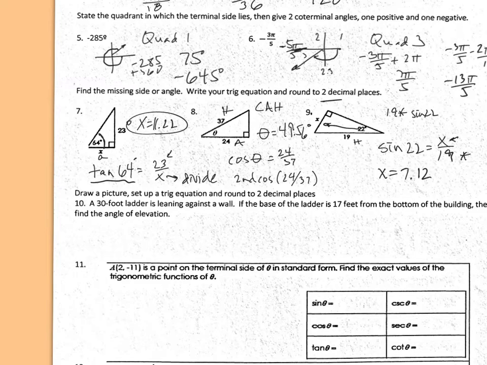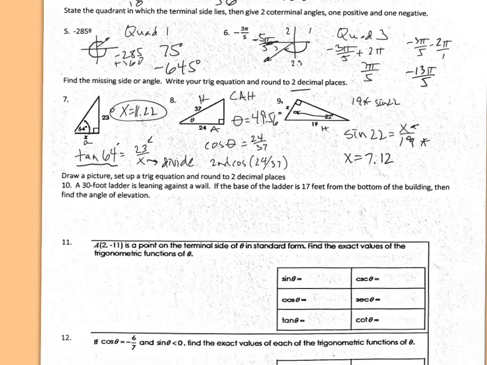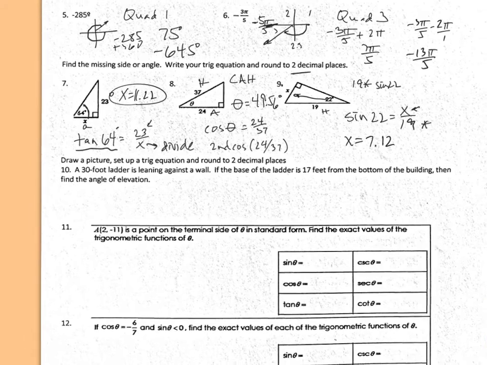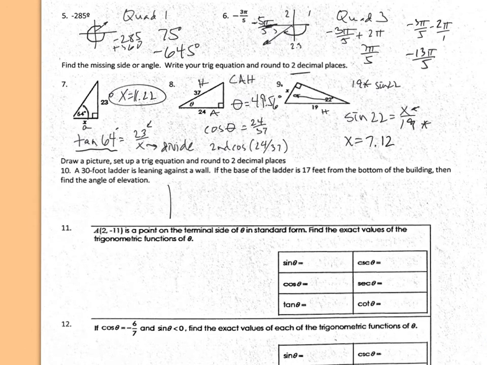Then we had the kind where you had to draw your own triangle. Whether it's angle of elevation or angle of depression, that angle can always go in this corner. Or if you're going to draw your triangle this way, it will go in this corner. So it doesn't matter if it says angle of elevation or angle of depression, it's going to be in the same spot.